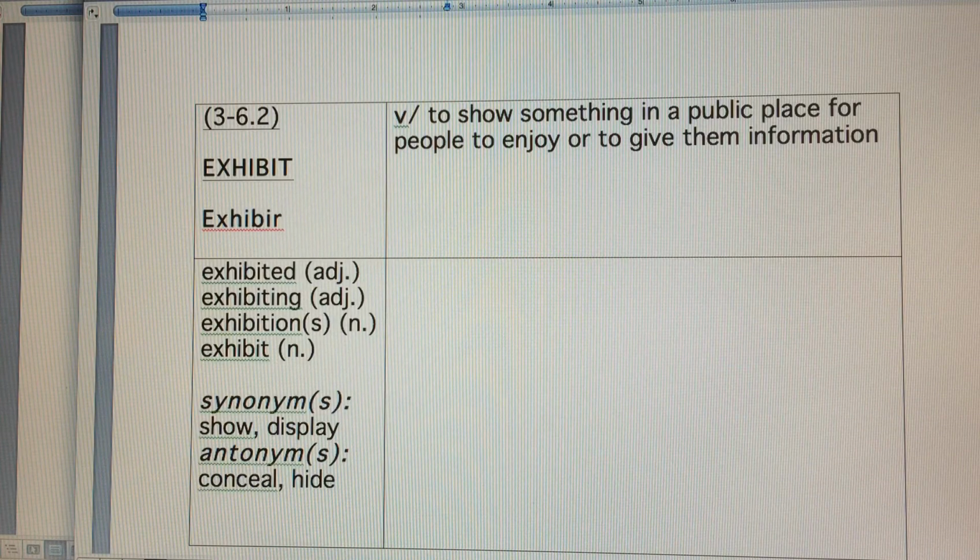Okay, you have a couple synonyms for the verb form of exhibit: to show and to display. And we also have two antonyms: to conceal or to hide. So that is your academic word of the day.